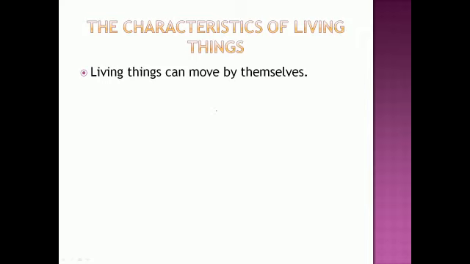The first characteristic is that living things can move by themselves. Non-living things possibly can't do that, right? So if an object can move by itself, then we will consider that object to be a living thing. The second characteristic is that living things need food, air, and water. Non-living things such as a stone will never need food, air, or water.